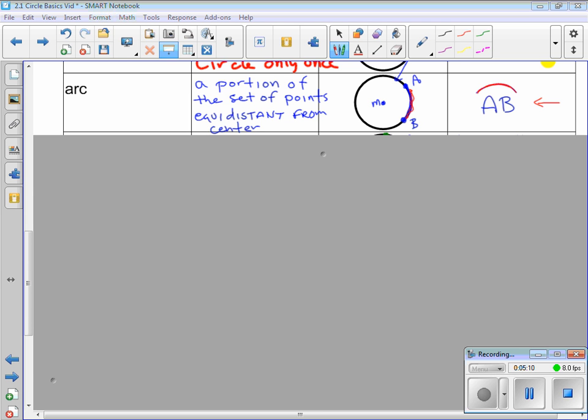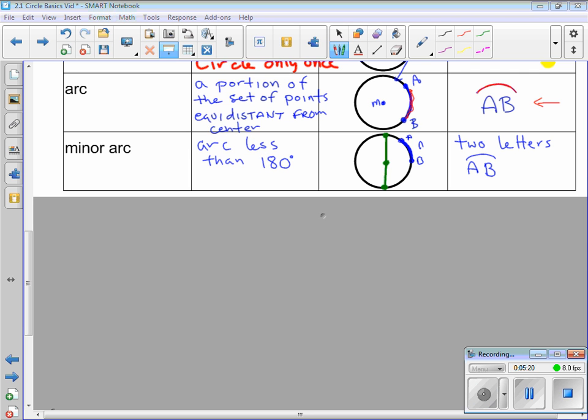Now, interesting enough, we have three special kinds of arcs that we're going to look at. We're going to look at minor, major, and then semicircles. Okay, let's move on. So here you have it, a minor arc. It's an arc less than 180 degrees. Easy enough. And so if you take a look at my green line there in the drawing, that's a diameter. It includes the circle. Let's put a center point there.